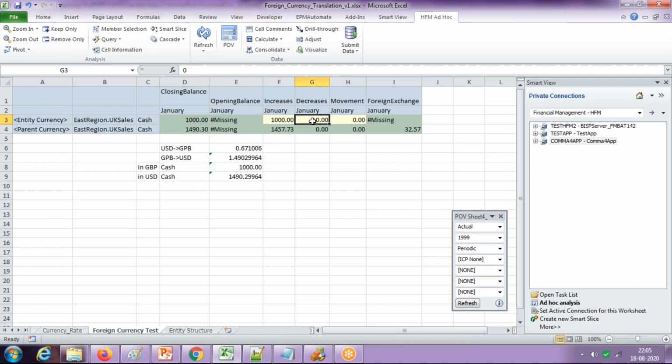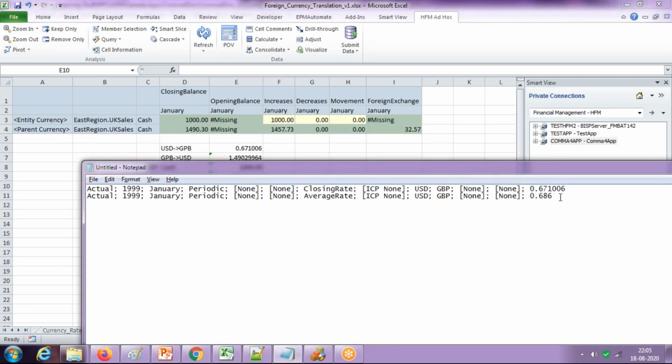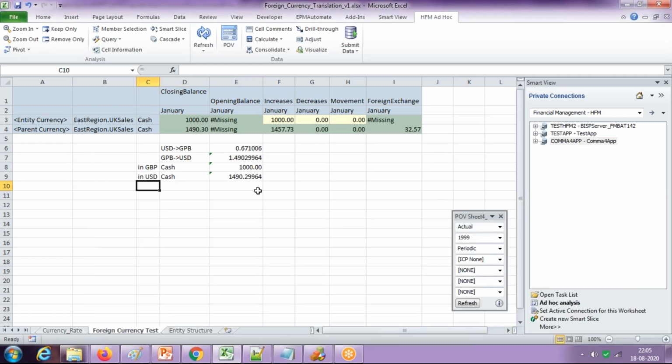For increases, decreases and movement, how does it work? Let's see. Increases will take an average rate. In our example, when you input plus, it becomes minus automatically. The currency exchange rate for increases takes an average rate, 0.686. So I'll take the rate for increases over here in USD. Increases is 1000, but in Great British Pound.